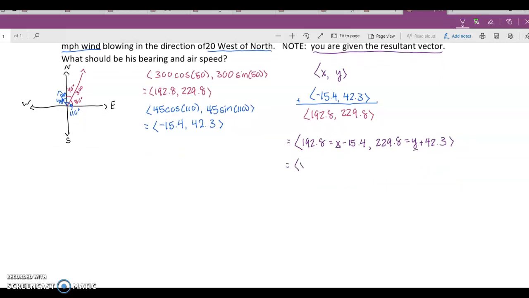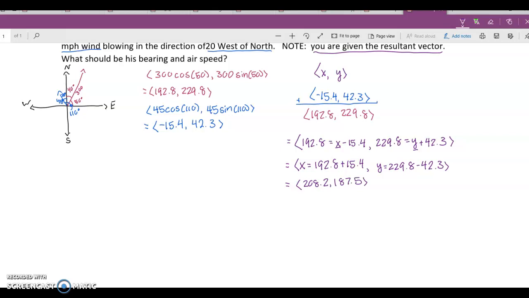So for our first one, x is equal to, we'd add that 15.4 over, so 192.8 plus 15.4, that will give me my x component, and then my y component, y is equal to 229.8 minus 42.3. Once we do that math out, we will end up with 208.2, 187.5.